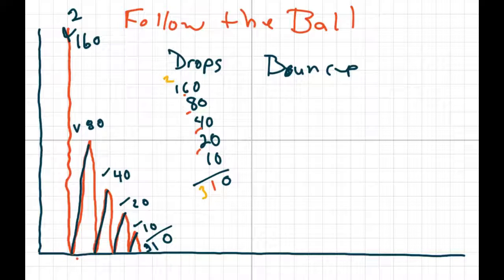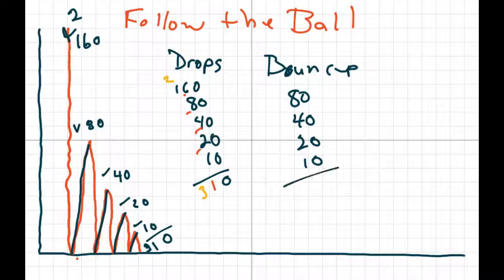And this is bounce. Okay, we had the bounces. We have a bounce up of 80. We have a bounce up of 40. We have a bounce up of 20. And we have a bounce up of 10. And again, we total these up. And this one I probably got right. We have a 10 right there, and we have a 5, and that's 15. If I got those correctly.